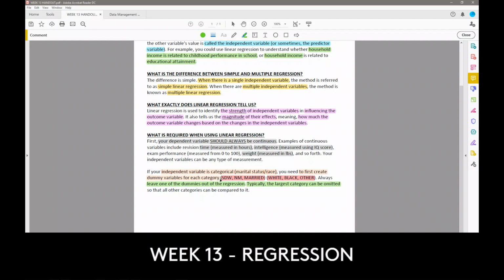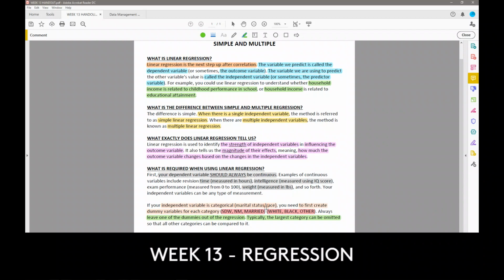In marital status, if we were to run frequencies, the largest category is married. There are more married people than anyone else. So when we put marital status into our regression, we include separated, divorced, widowed, never married, and we leave married out. The largest category in race is white, so we would leave that category out in our regression syntax. All right, this sums up the handout portion of the lecture.